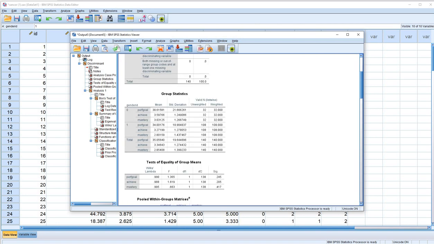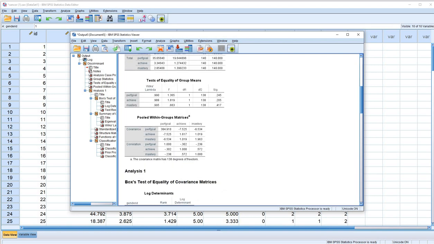So scrolling down, you can see under Group Statistics, we have gender ID 0 and 1 reflecting persons identified as male and female respectively. So you've got the means and standard deviations for each of our variables. When we scroll a little bit further, we have tests of equality of group means, and these are one-way ANOVAs, basically comparing group differences for each of our predictor variables.